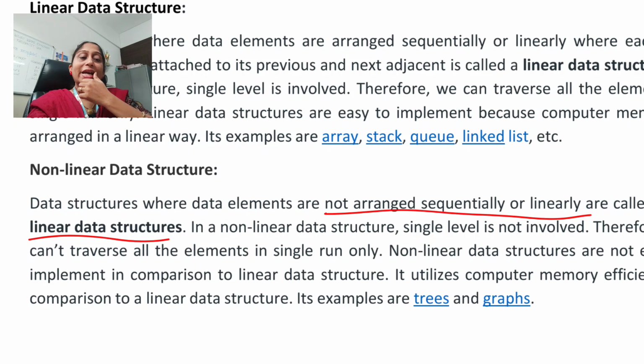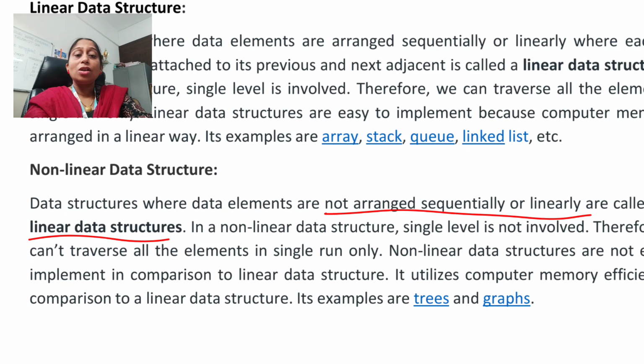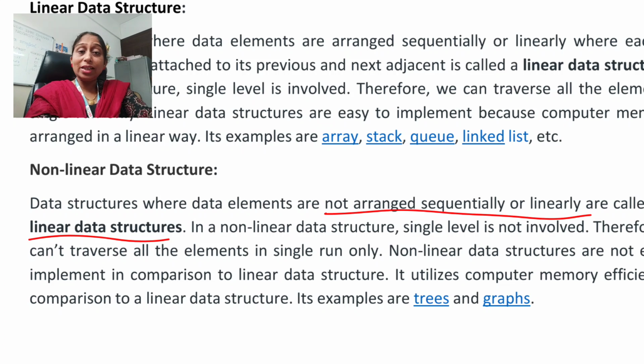Why can we not access or arrange it sequentially? Because here a single level is not involved. We have multiple levels, so we cannot traverse all the elements in a single run. So we can have multiple different ordering methods to access the data. Examples of non-linear data structures are trees and graphs. These are the non-linear data structures.